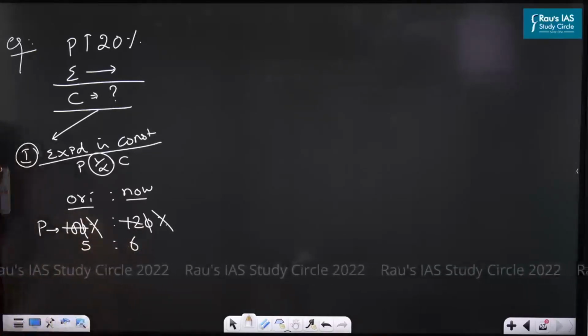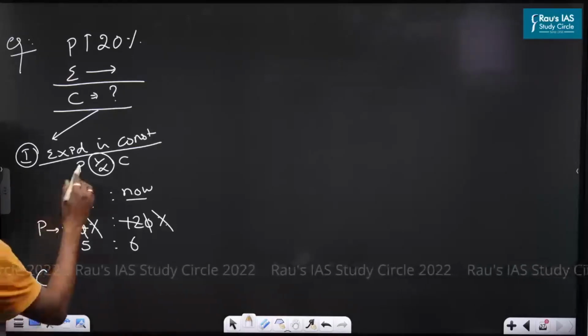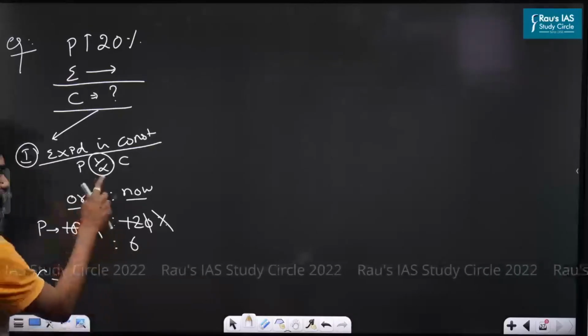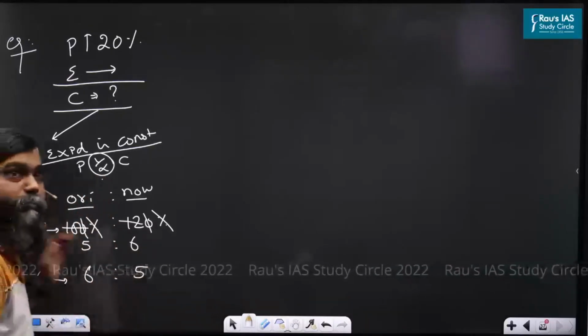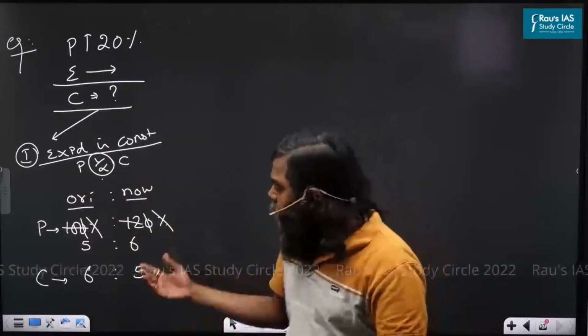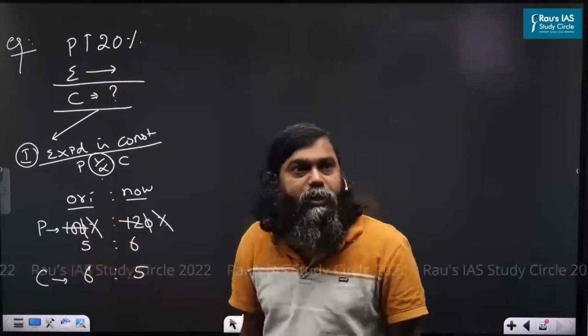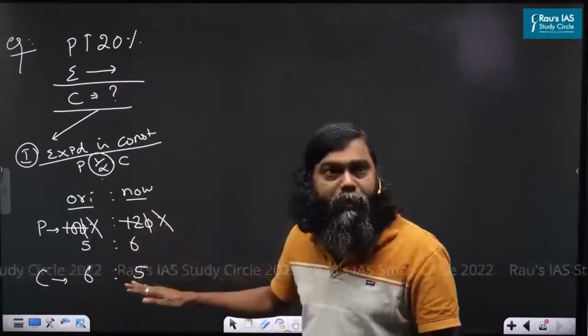Getting this? What is the consumption ratio? If prices are in the ratio 5:6, consumption is in the inverse ratio, since it is inversely proportional. So reverse it, 6:5. Are you getting this? What is the meaning of 6:5? Earlier, my money was consuming 6 units, or 6x, or 6 parts. The same money is now consuming 5 units, or 5 parts, or 5x.